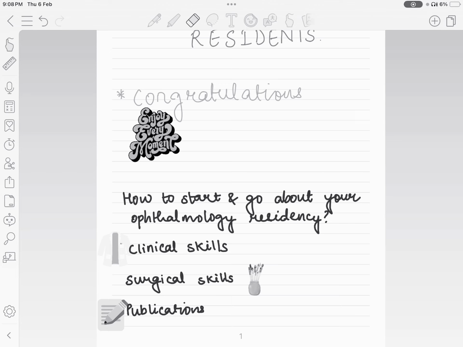The next comes honing your surgical skills. In ophthalmology, it is microsurgery that you look at, that you do, that you hone. So it is very important for your hand-eye coordination, and that can only be achieved when you practice it.